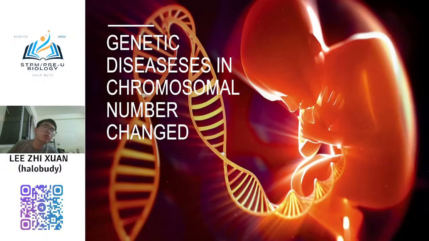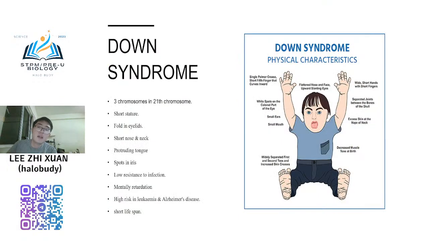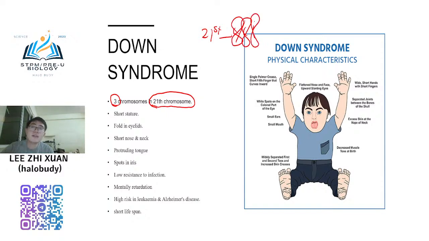So now we go to the genetic disease. Yang paling famous, Down syndrome. Memang famous lah Down syndrome. So Down syndrome actually does not involve sex chromosome, it involves the 21st chromosome. In the 21st chromosome, it contains 3 chromosomes. Sepatutnya kami hanya ada 2 je, dua homologous chromosome je, tapi yang ni dia ada 3 chromosome.